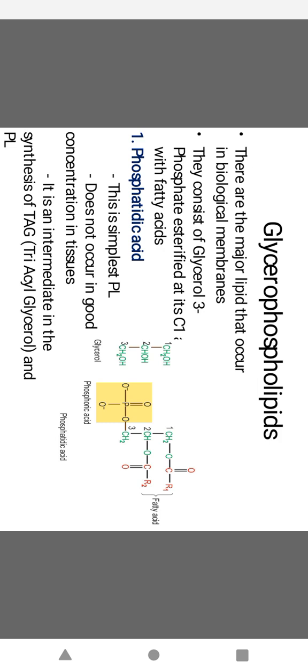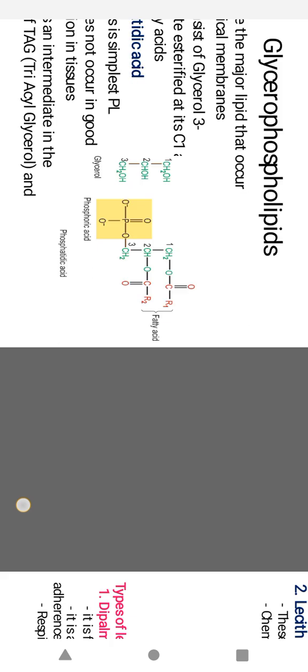First, glycerophospholipids. These are the major lipids that occur in biological membranes. They consist of glycerol 3 phosphate esterified at its C1 with fatty acids. Phosphatidic acid is a type of glycerophospholipid. This is the simplest phospholipid. It doesn't occur in good concentration in most tissues. It is an intermediate in the synthesis of TAG, triacylglycerol, and phospholipids. Here we give the structure of phosphatidic acid.